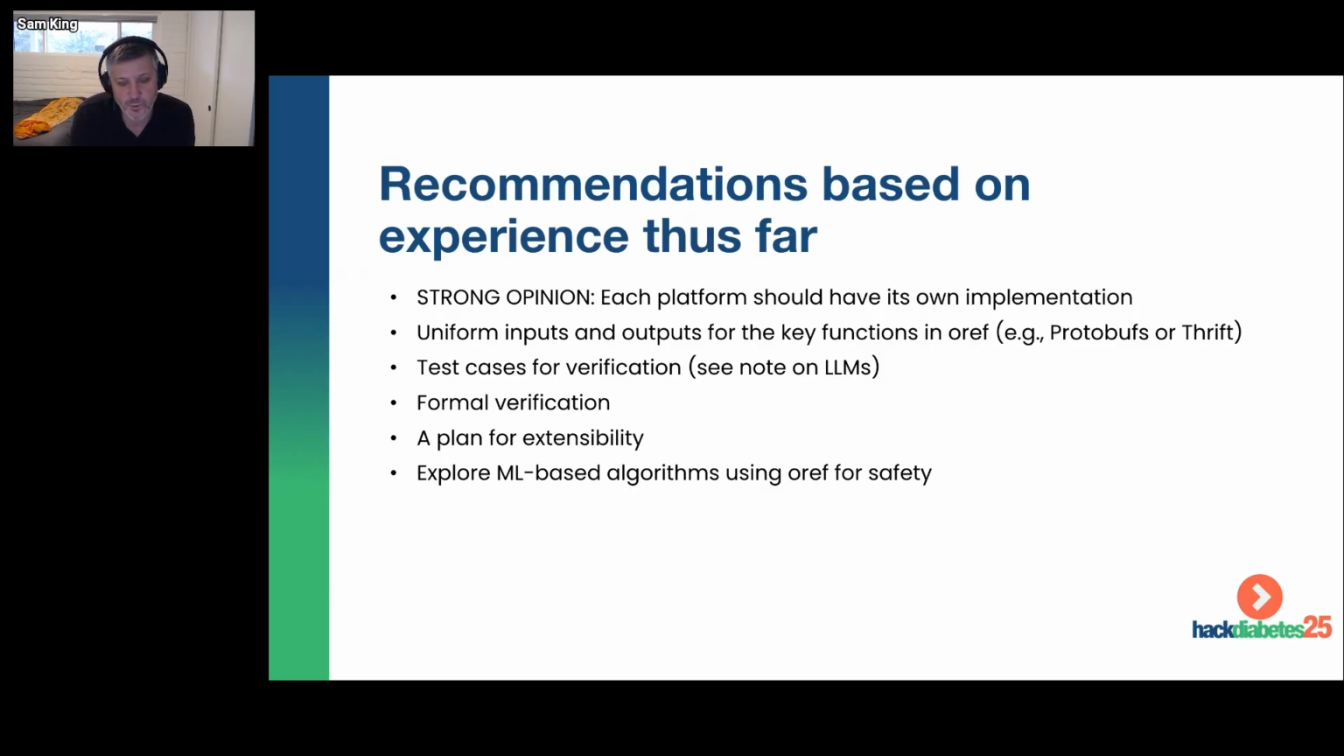So the first task would be to define a uniform set of inputs and outputs for each of the key functions. Before we can even start talking about testing, just defining the data that goes into this function and the data we expect it to return would be a huge step in the right direction.